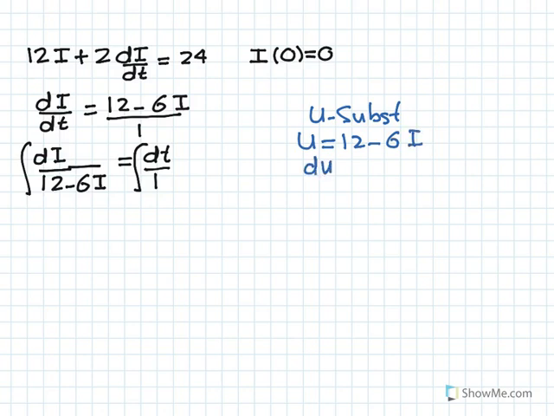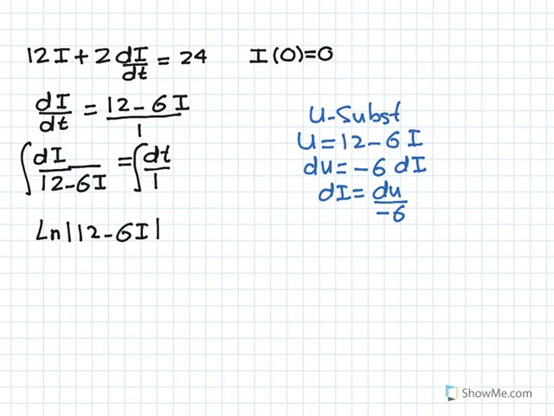Differentiate both sides. du is equal to the derivative of 12, which is 0, so we get minus 6 di. Solving for di, we get di is equal to du divided by minus 6. So through integration, u-substitution, the left-hand side becomes log of 12 minus 6i, and we divide by negative 6 because of reversing the chain rule, because of this minus 6 right here.